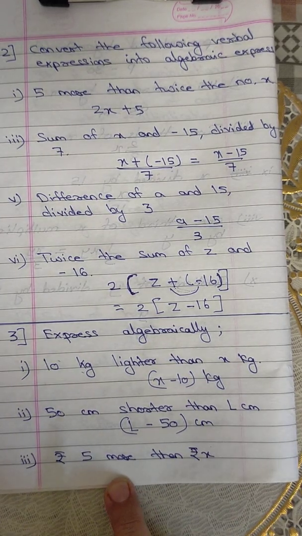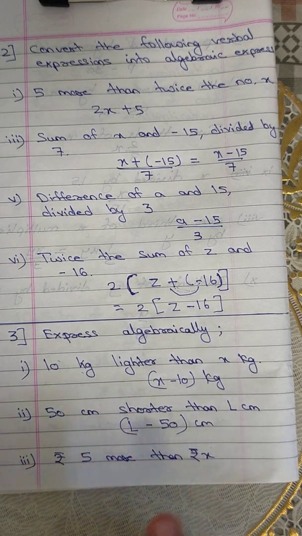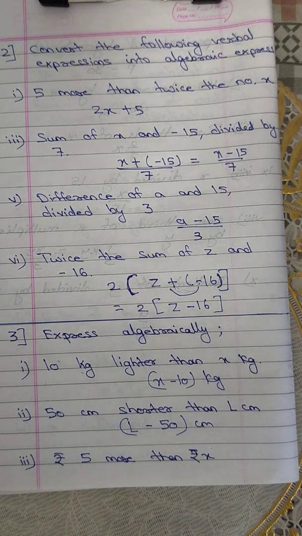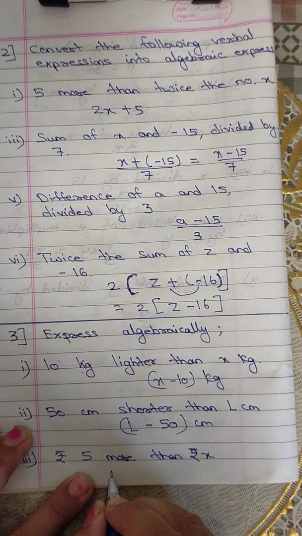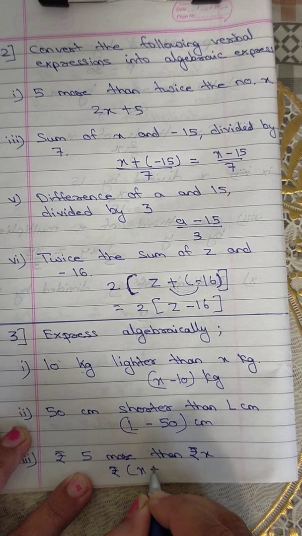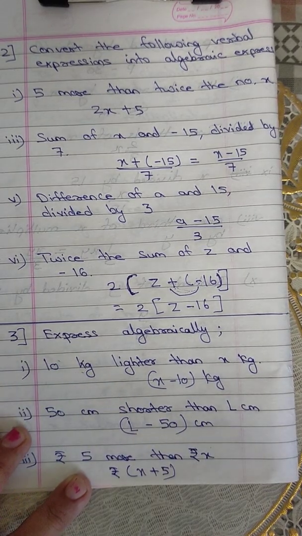Next. Rupees 5 more than x. Don't get confused what to write first, what to write second. You have to understand what the question is saying. Rupees 5 more than x. Okay. Let's see, I have 10 rupees. I got 5 rupees more. So now how much money do I have? 10 plus 5, 15, isn't it? So write it like this. Rupees x plus 5.